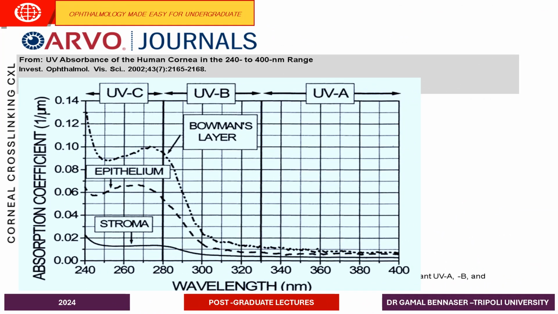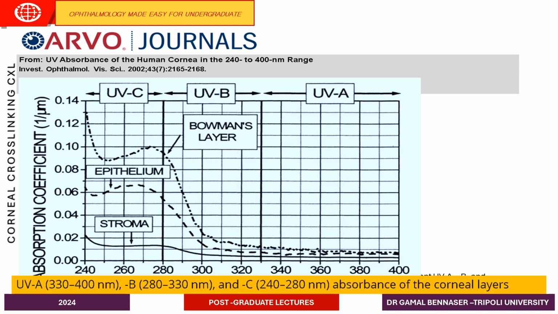This diagram shows the absorption coefficient and the absorption spectrum of the different layers of the cornea, as published by one of the studies in the ARVO journal, and it shows the ultraviolet absorption of the human cornea as a function of the different wavelengths of the spectrum.